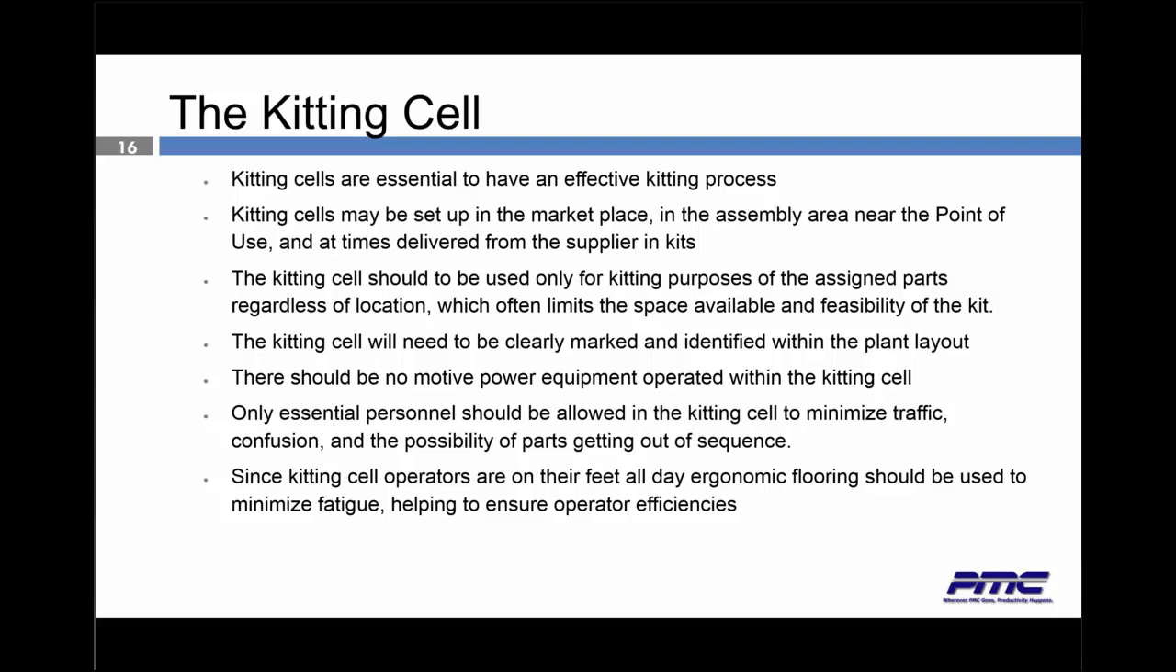Kitting cells need to be clearly marked and identified within the plant layout. There should be no motive power equipment at all operated within the kitting cell. Last any kitting operator needs to worry about is getting run over by a fork truck or a tugger. Only essential personnel should be allowed within the kitting cell. Minimize the traffic, confusion, and the possibility of parts getting out of sequence if we're looking at sequence parts.